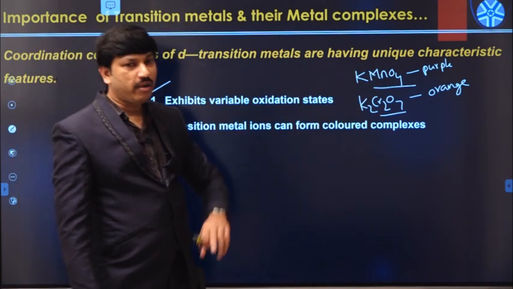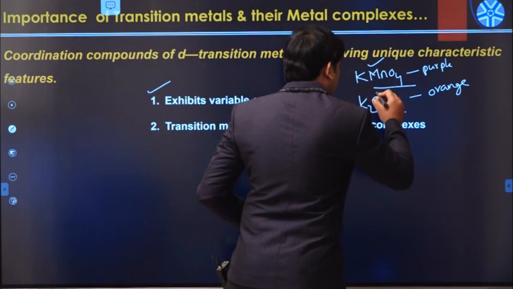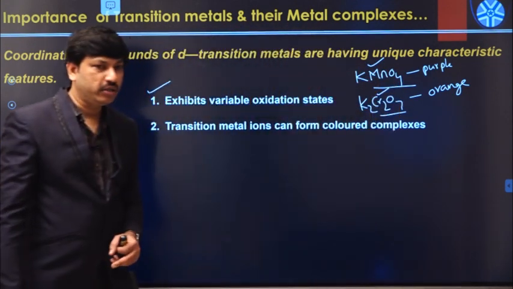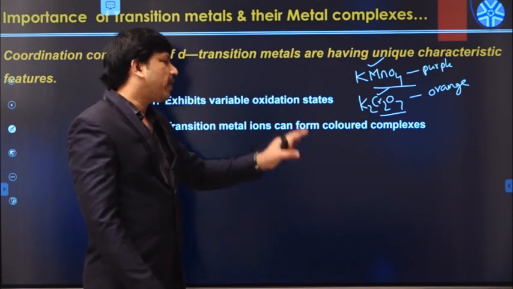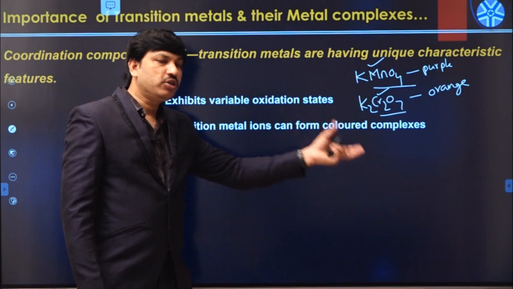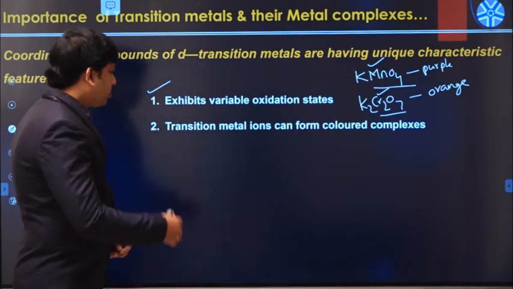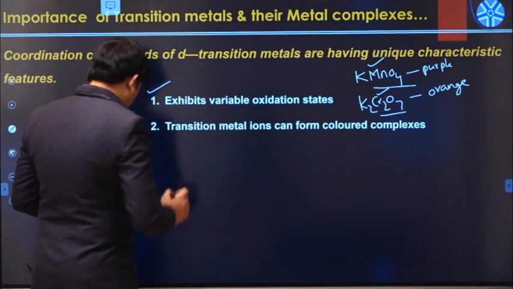Most of the time we use these in our laboratory. Here we have a manganese metal center, here we have a chromium metal center. Like this, most of the transition metal ions can form colored complexes whenever they are introduced into a water medium or aqueous medium, or any other solvent medium. So that is one of the important points.